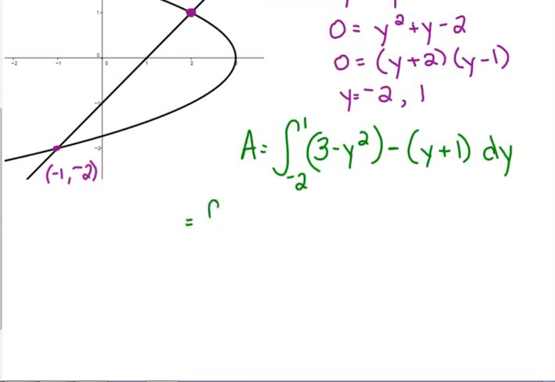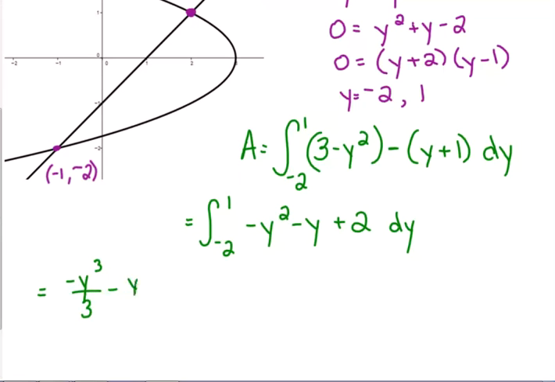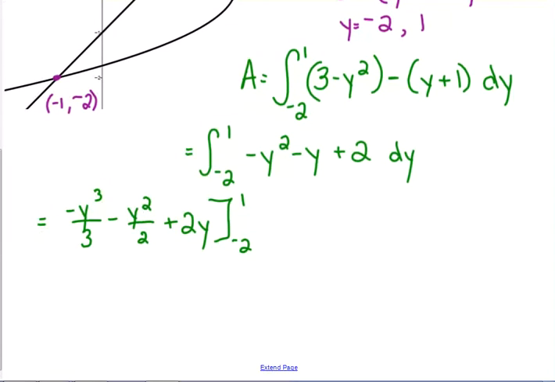So let's simplify before we integrate. So we've got -y squared, we've got minus y, and we've got 3 minus 1, so that's plus 2. So when we integrate, we've got -y cubed over 3 minus y squared over 2 plus 2y, and we're going from -2 to positive 1.